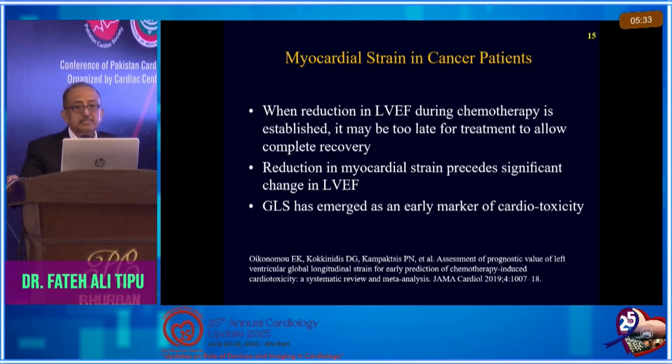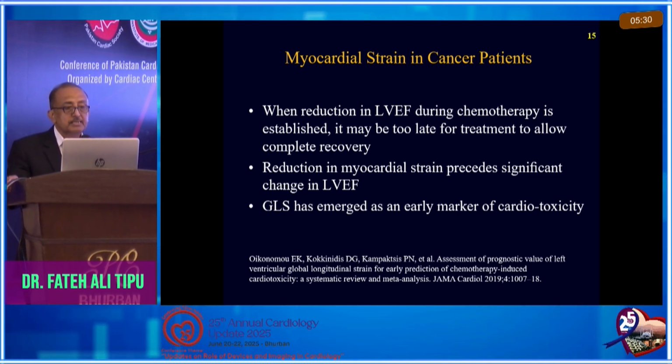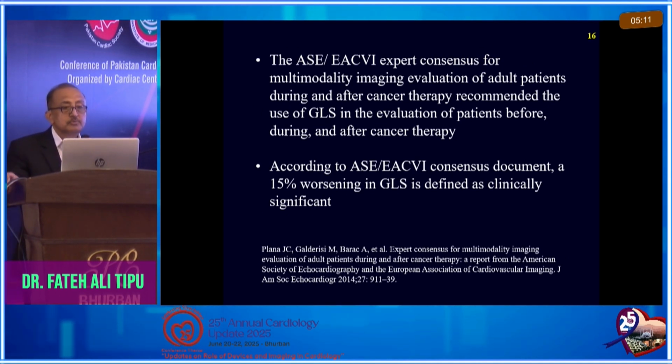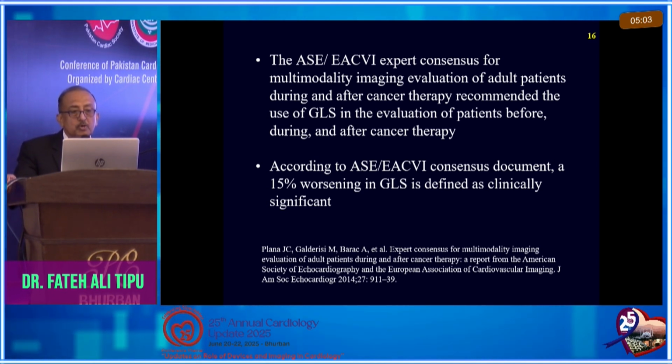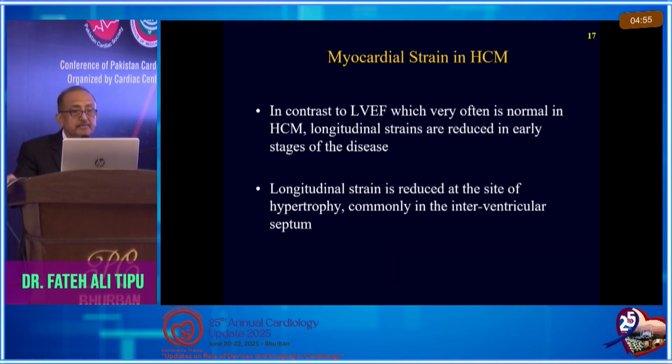Cancer patients are the most common patients in which we use the myocardial strain. When reduction in LVEF during chemotherapy is established, it may be too late for treatment to allow complete recovery. Reduction in myocardial strain precedes significant change in LVEF. So global longitudinal strain has emerged as an early marker of cardiotoxicity. According to these societies, for the evaluation of adult patients during and after cancer therapy, they recommended use of global longitudinal strain. And if there is worsening of 15% in global longitudinal strain, then it's clinically significant.